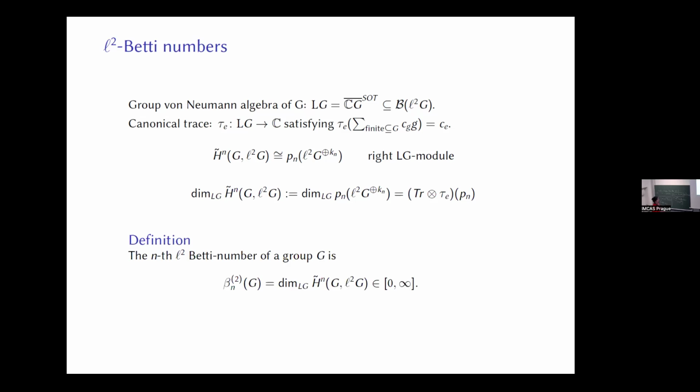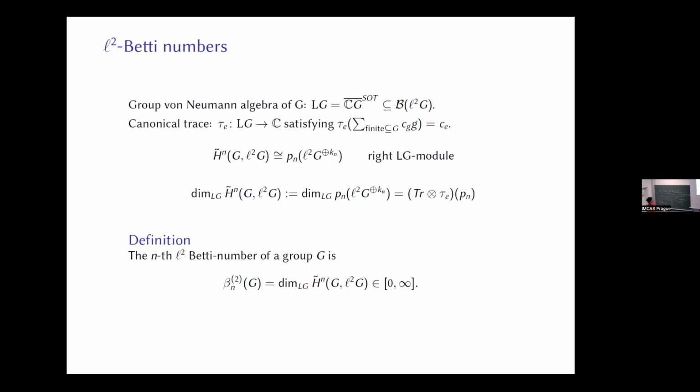And now the nth L²-Betti number of a group G is just this von Neumann dimension that we just described. As such, it lies inside this interval, so it's a non-negative number. And if we require G to be finitely generated, then of course we don't get infinity, but it can be defined for any discrete group. Right, so this is the notion of L²-Betti numbers.